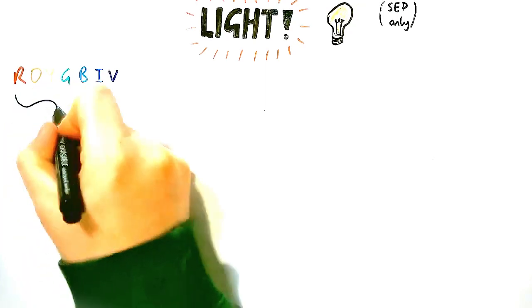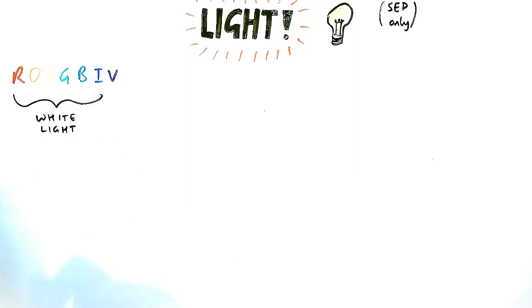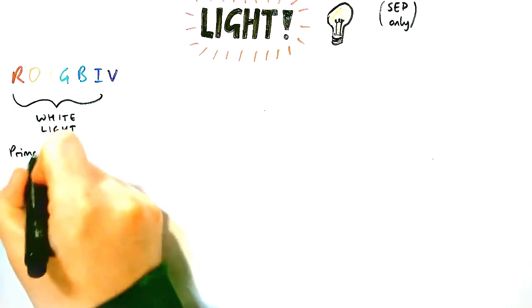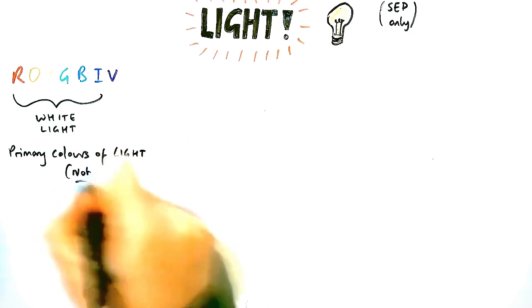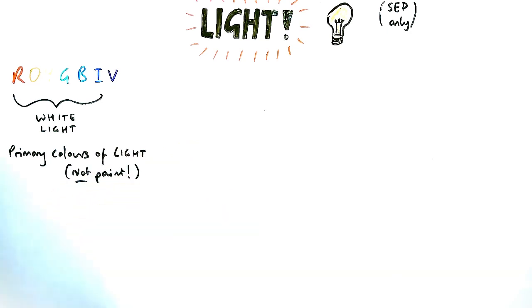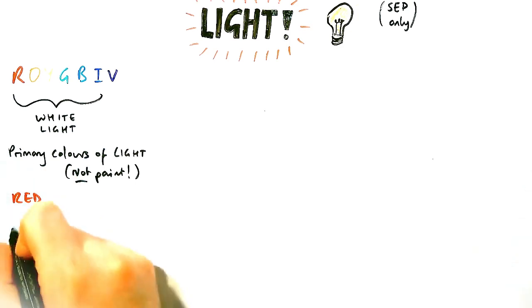Light travels at 300 million meters per second, enough to get to the moon and back in less than a second. Let's look at what it's made of. So we should remember from primary school that the 7 colours of the rainbow, if you mix them together, make white light.